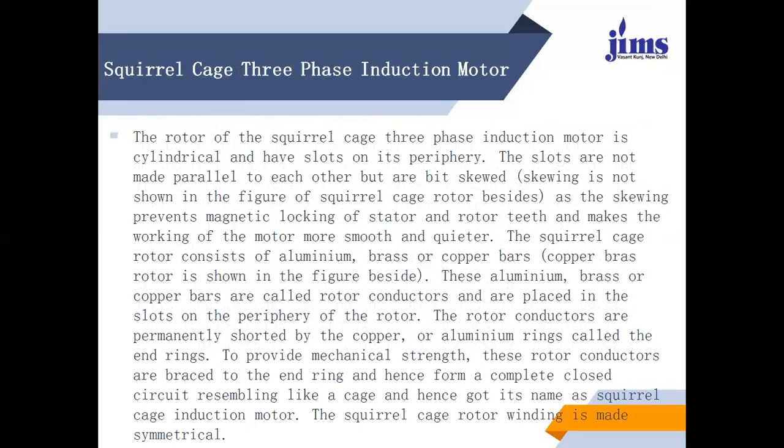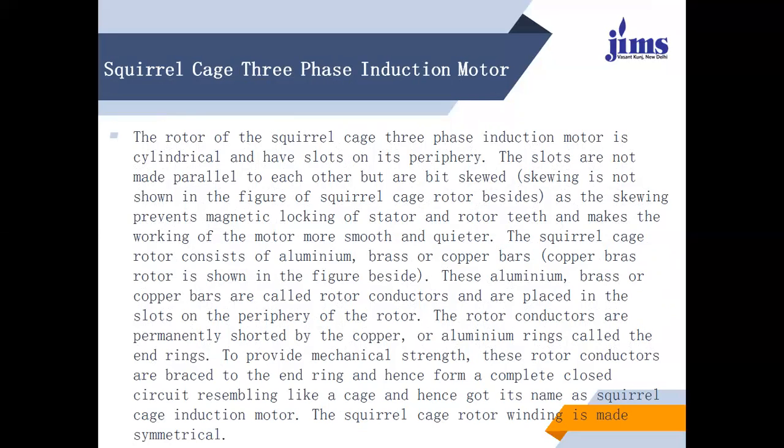Next will be the squirrel cage three-phase induction motor. The rotor of the squirrel cage three-phase induction motor is cylindrical and has slots on its surface. The slots are not made parallel to each other but are a bit skewed. Skewing is not shown in the figure of the squirrel cage induction motor, but the skewing prevents magnetic locking of stator and rotor teeth and makes the working of the motor smoother and quieter.